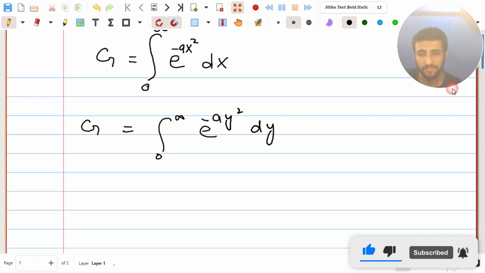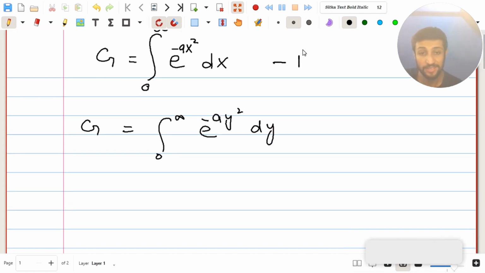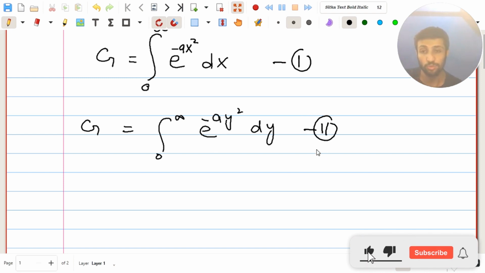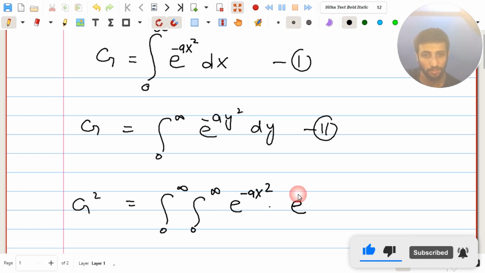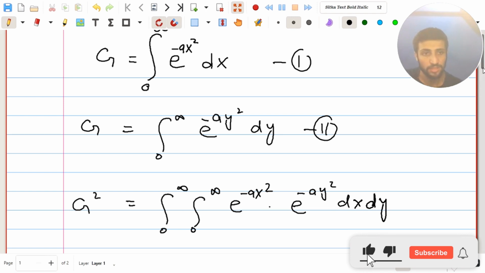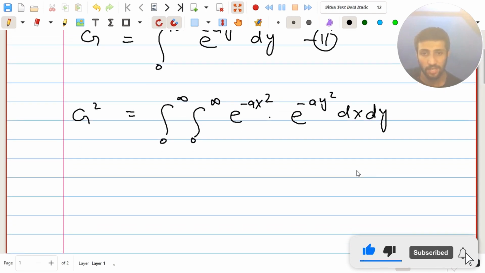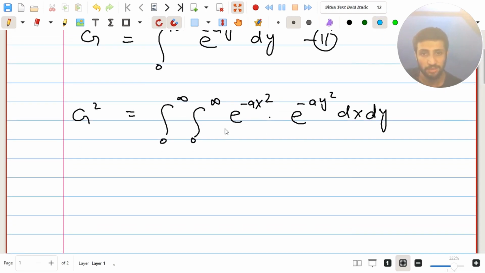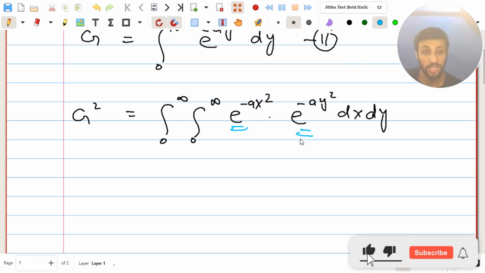Now if I multiply this integral 1 with this integral 2, I get g square over the interval 0 to infinity of e to power minus x square into e to power minus a y square dx into dy. So this is simply a double integral. Now you can see e to power minus x square, e to power minus a y square.